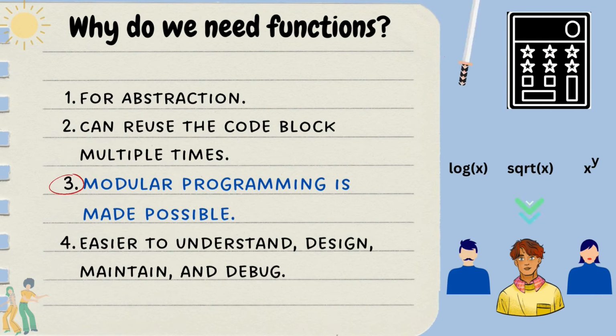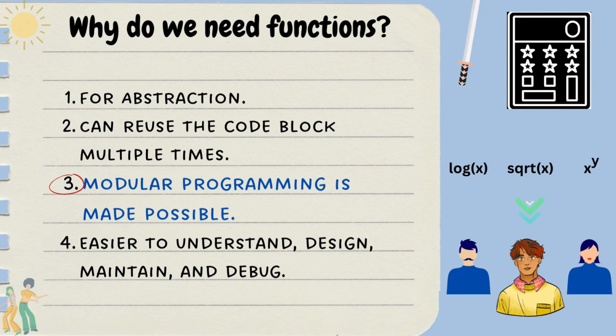If we break a bigger process into smaller chunks, they are called modules. And having multiple people work on these separate modules is modular programming. For example, here the simple calculator program can be broken down and distributed to multiple programmers: log function to one, root function to one, the power function to one, and so on.